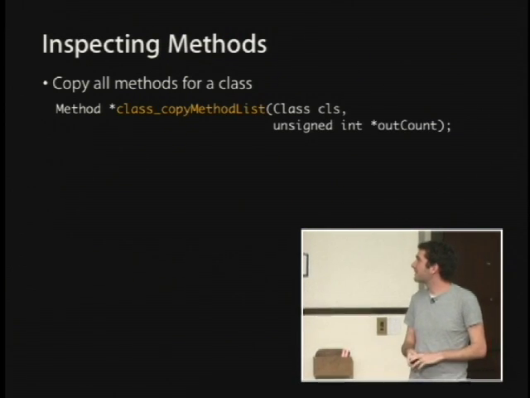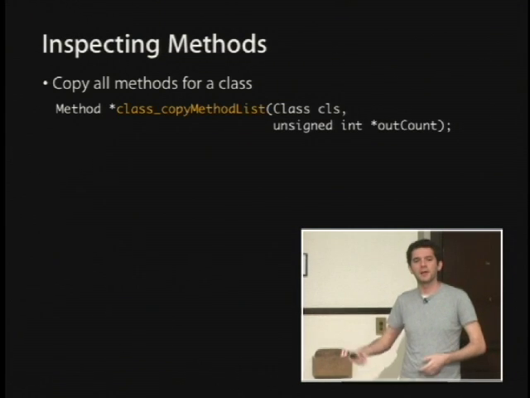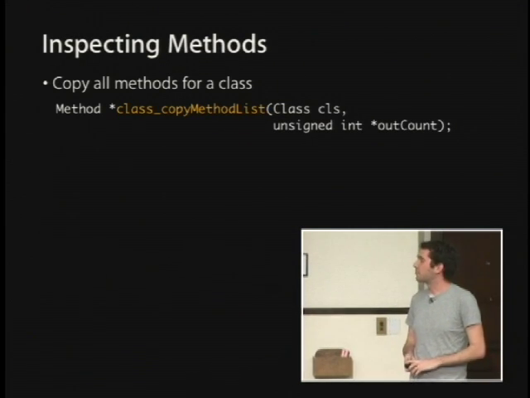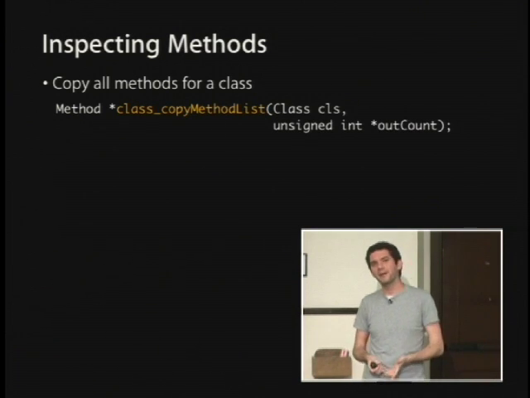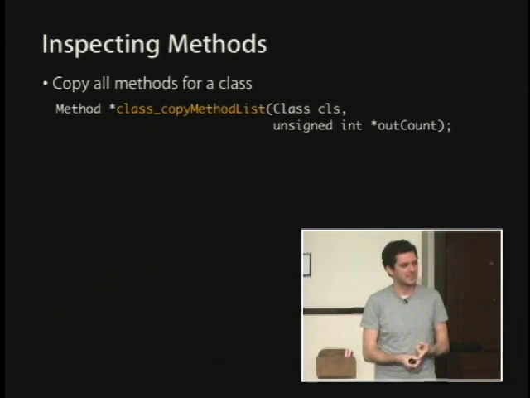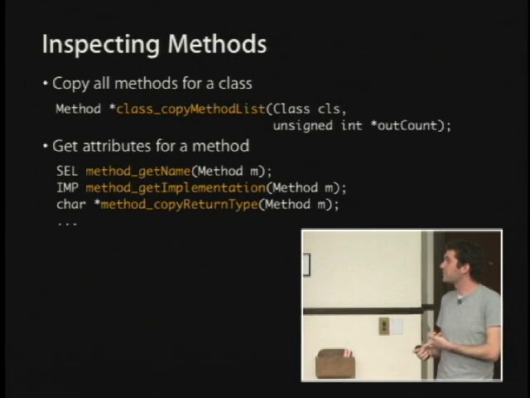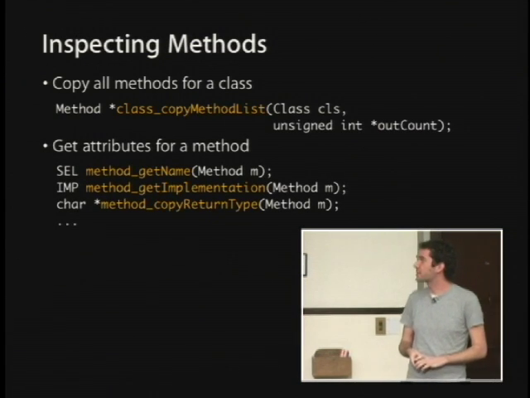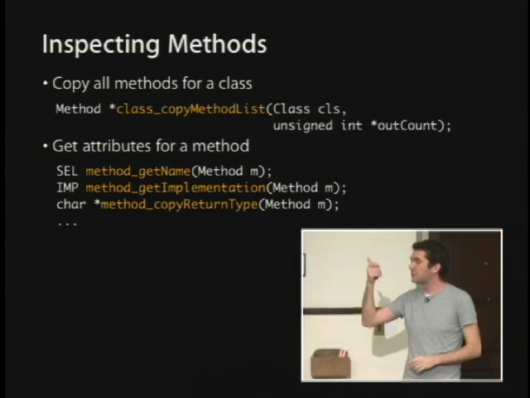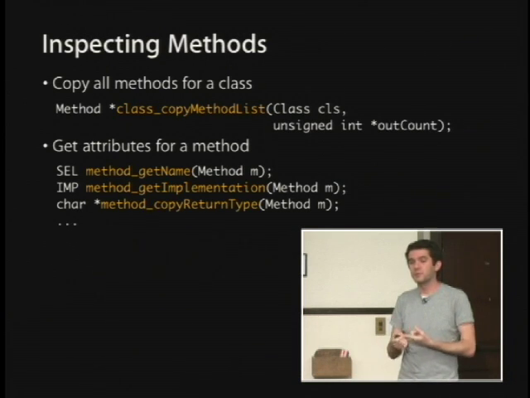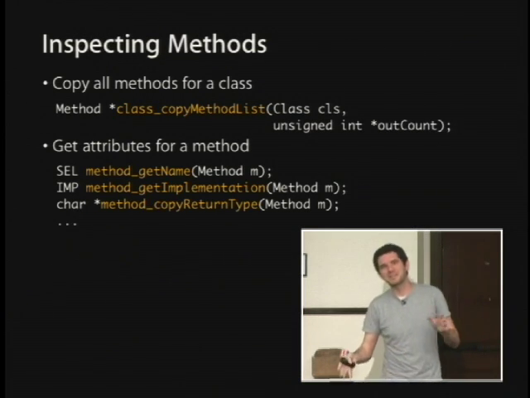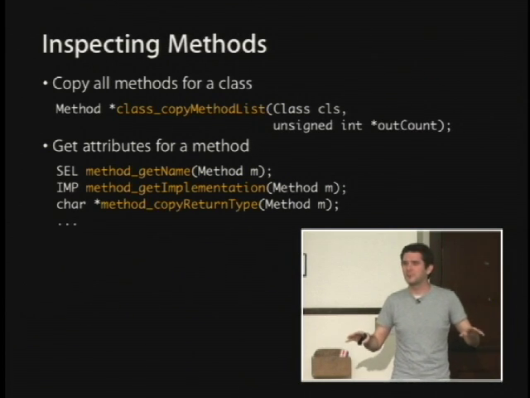Given a class and an output value where it's going to write out how many methods it copied, it will return you a malloc array of all the methods that that class defines. Once you've got those, you can then get things from them, like their selector. So method getName, given a method that we just got back from this function, will give us the selector used to call that method.